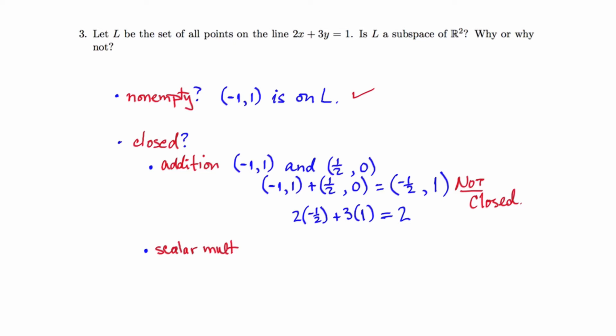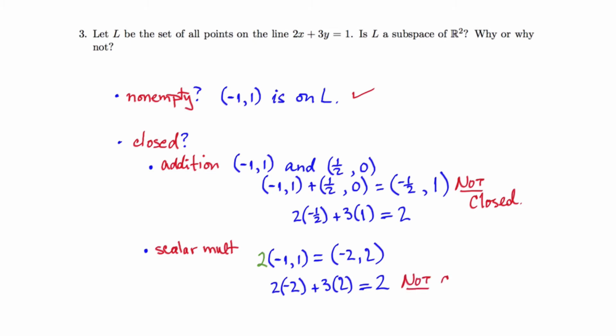I don't need to check scalar multiplication, but let's just check it anyway. I'm going to show that if I take the point -1, 1, which does lie on that line, and I multiply it by 2, I get something not on that line. So I get the point -2, 2. When I try to plug that into the equation, I don't get 1, I get 2. So it's not closed under either operation. So this line L is not a subspace of R2.